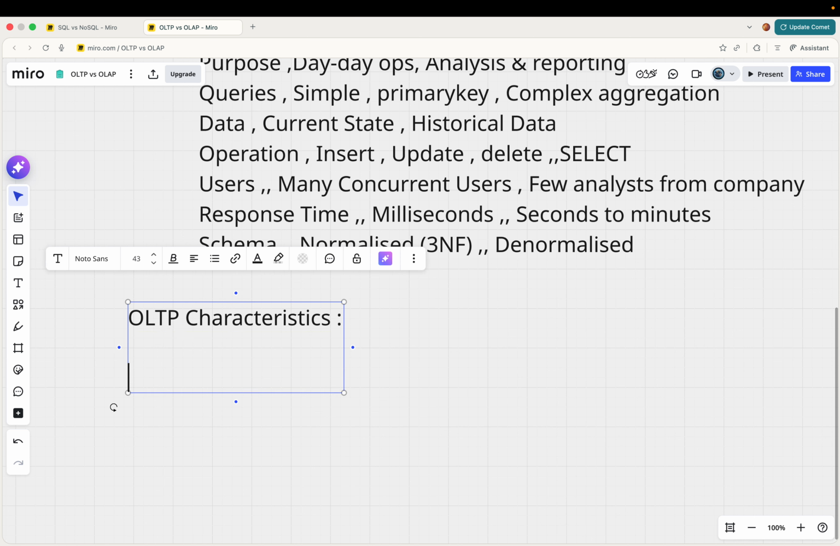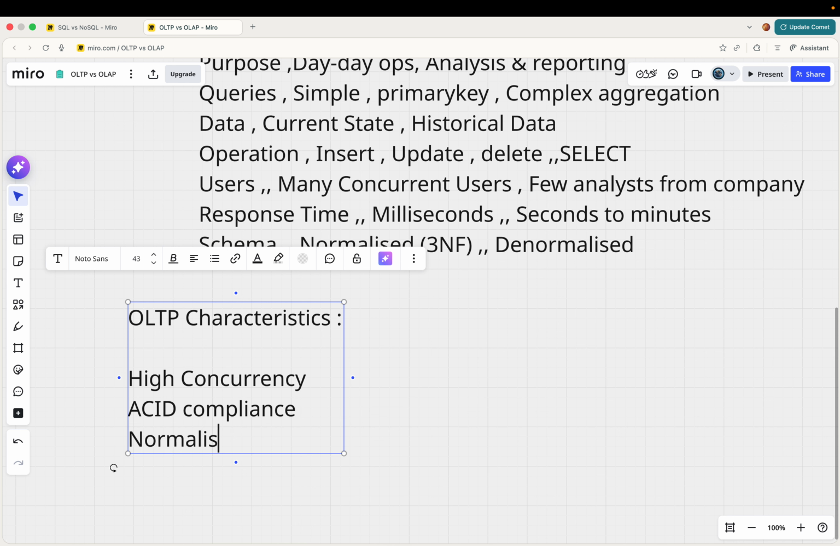If you see OLTP characteristics: high concurrency, multiple users, right? And ACID compliance must be there because it is user-side, not from the company side. The user queries come in, and the schema is normalized. These are all things we have discussed in the table itself, but once again we shall see.